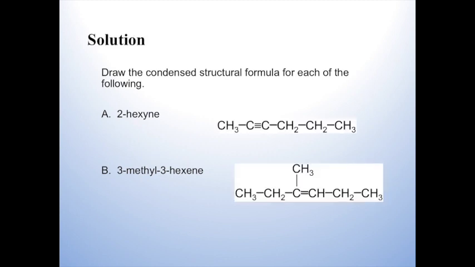So we do that by here we have CH3, single bonded to C with a triple bond at the second carbon, single bonded to CH2, single bonded to CH2, single bonded to CH3, which is the terminal carbon. And then for 3-methyl-3-hexene, you have a 6-membered carbon chain, and then at the third carbon you have a double bond to carbon, and then a methyl substituent.